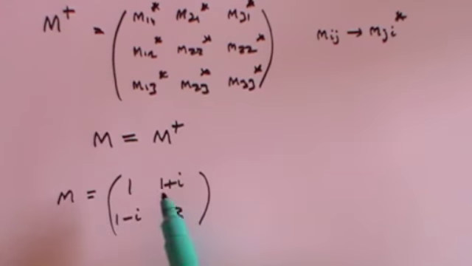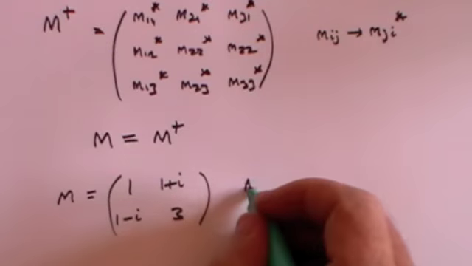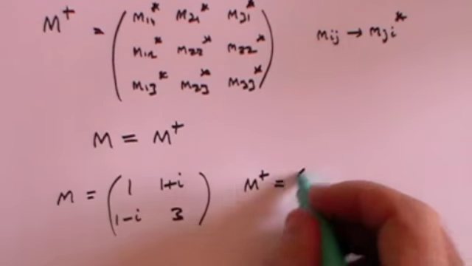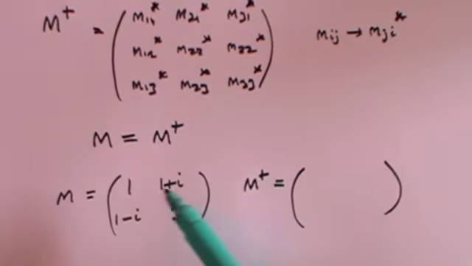It's got 4 elements, 2 rows, 2 columns: 1, 1 plus i, 1 minus i, and 3. What is M dagger? Well, remember, for M dagger you have to transpose about the diagonal and complex conjugate. The diagonal doesn't change. So the 2 elements of the diagonal don't change, and anyway, they are not complex numbers.